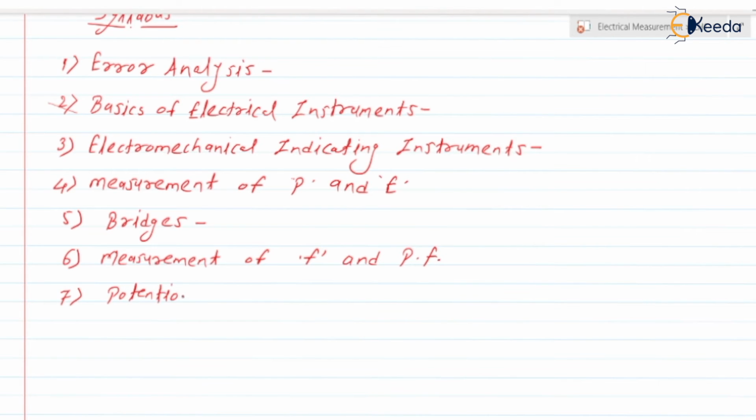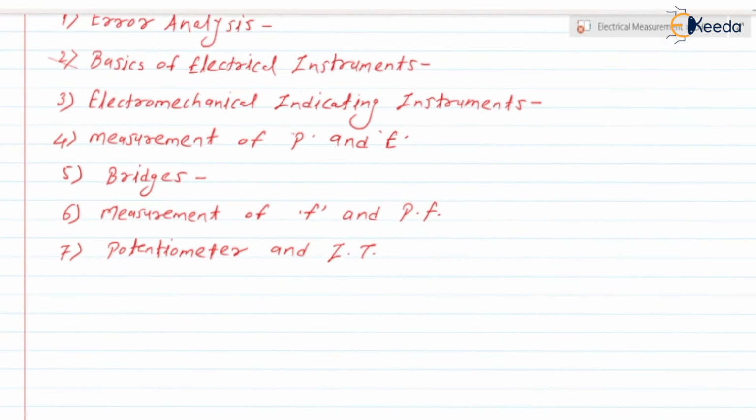Chapter number 7 is the potentiometer and instrument transformers. I'm writing it as IT, instrument transformers. Instrument transformers are the devices which are used at the substations. They have two types, CT and PT, and we also have the potentiometer, which is used to measure an unknown voltage. This we are going to discuss in chapter number 7.